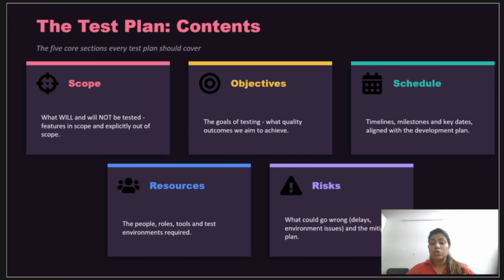You should be able to list the key sections of a test plan, like the scope, objectives, schedule, resources, and risks. And it's a solid core answer. You can also add the entry or the exit criteria that we have discussed earlier and the test approach to show the understanding that you have of the entire testing process.